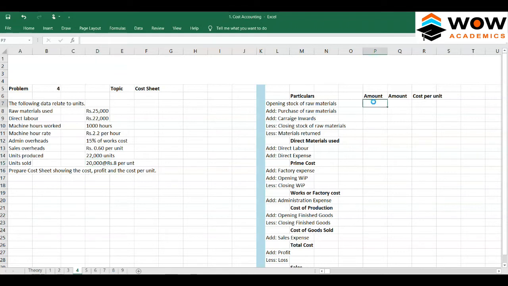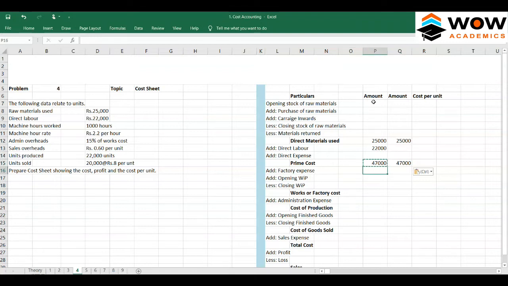So let's start here. The raw materials used is 25,000. So here we have this 25,000 directly here. And I think we can put it in the outer column itself. Then we have direct labor, which is 22,000 amount. We don't have direct expense, so we can directly find out the prime cost, which would be 47,000. So that we can put outside.